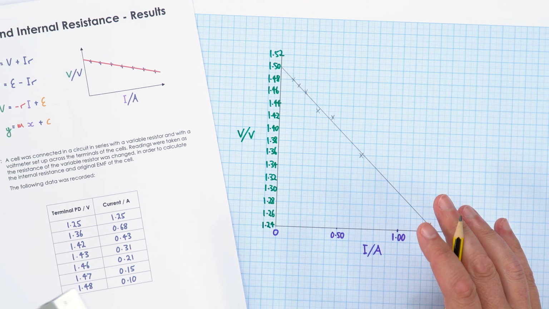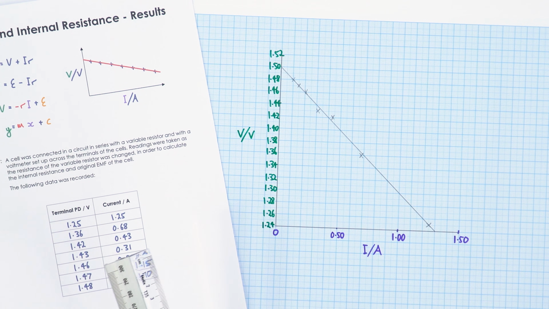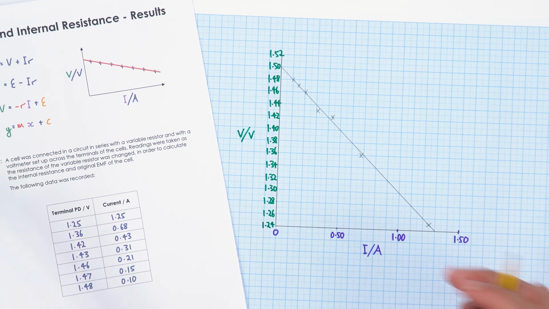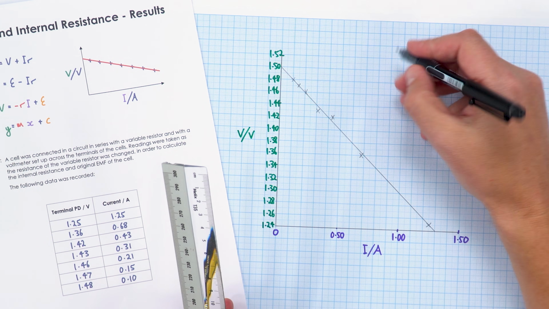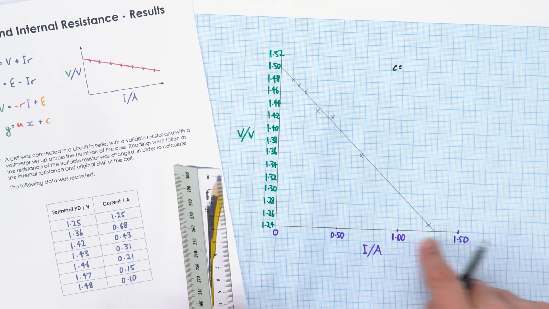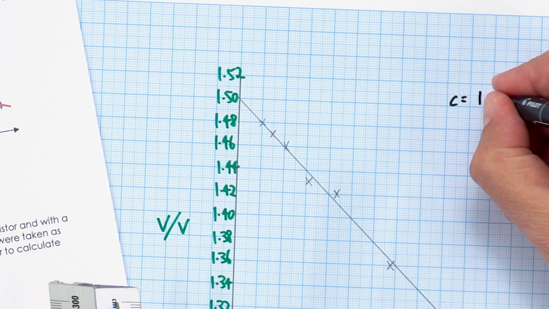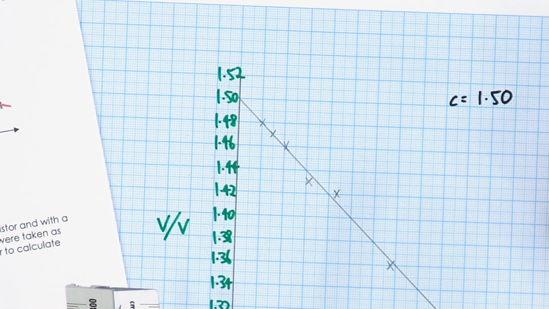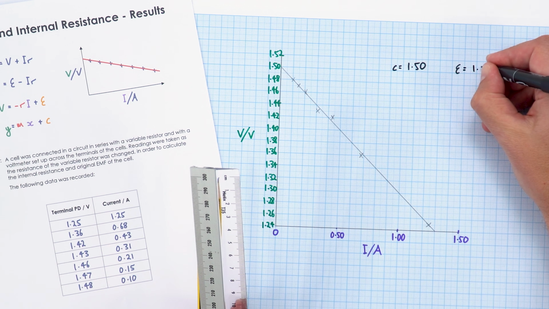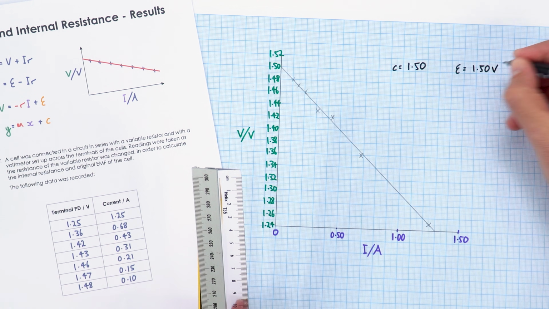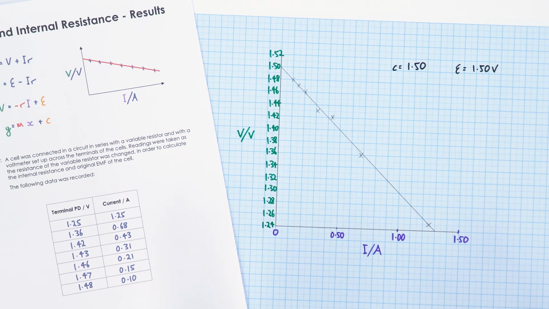Okay, so now we need to work out the gradient and also the y-intercept. Well, actually, the y-intercept is pretty easy to read off because we can see that this is at the origin. And so the y-intercept is equal to 1.50, and that means that EMF is equal to 1.50 volts, which I guess means it's a fully charged battery and exactly as we expect it to be.